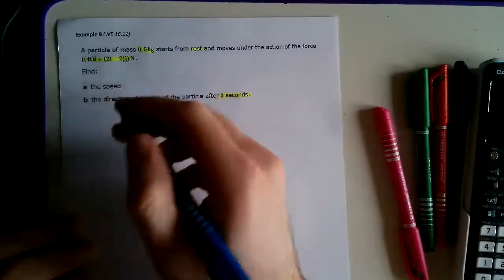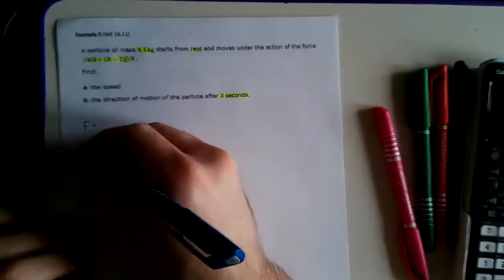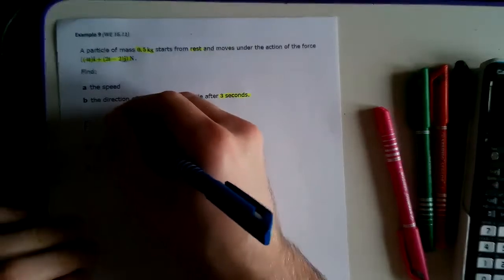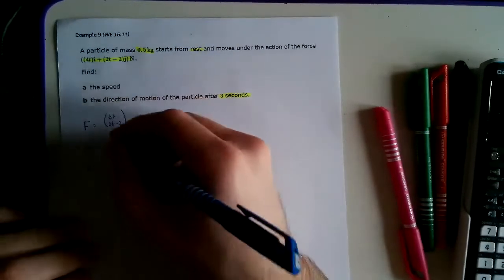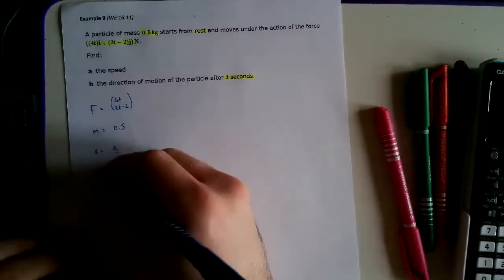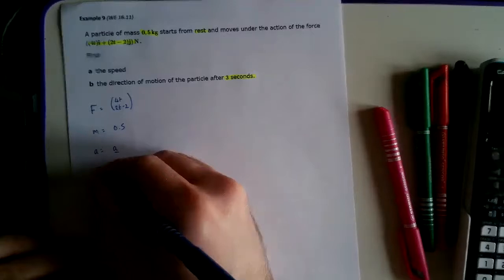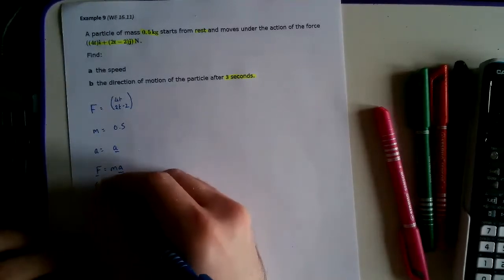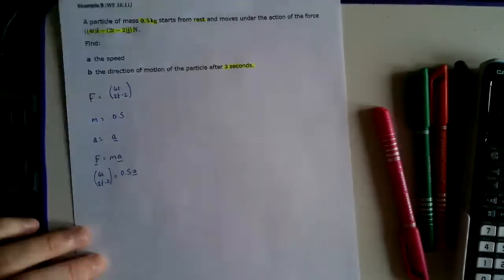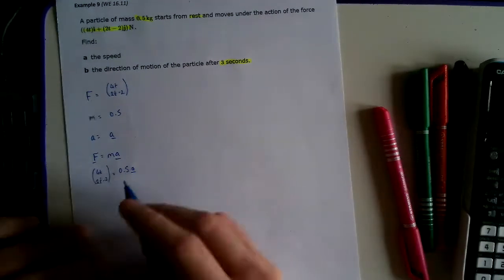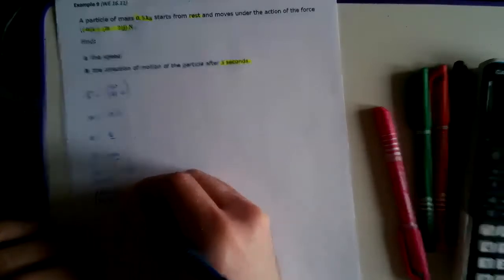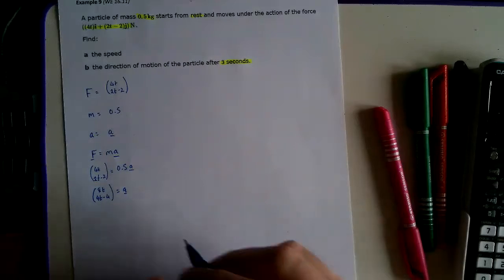So we're going to use F equals ma. So we have the force is (4t, 2t minus 2). We have mass is 0.5, and we don't have the acceleration yet. So we can find the acceleration using F equals ma, knowing the vectors. So we have (4t, 2t minus 2) equals 0.5 a. Get rid of the 0.5 by dividing by it or just by multiplying by 2. So (8t, 4t minus 4) equals a. Okay, so now I've got an expression for a.